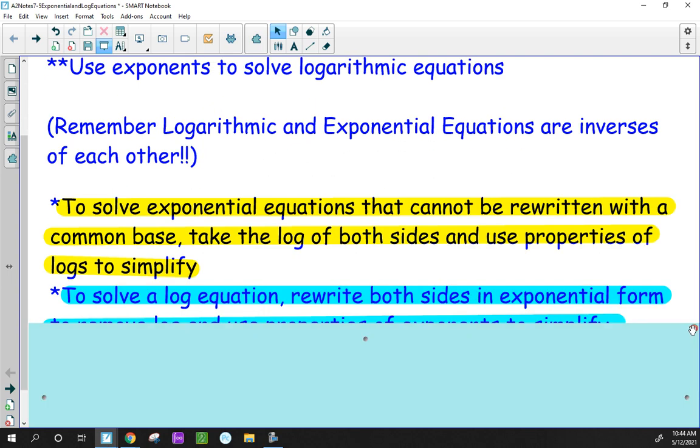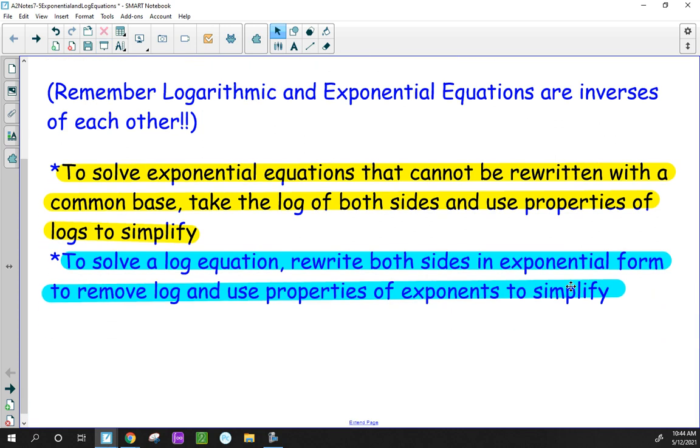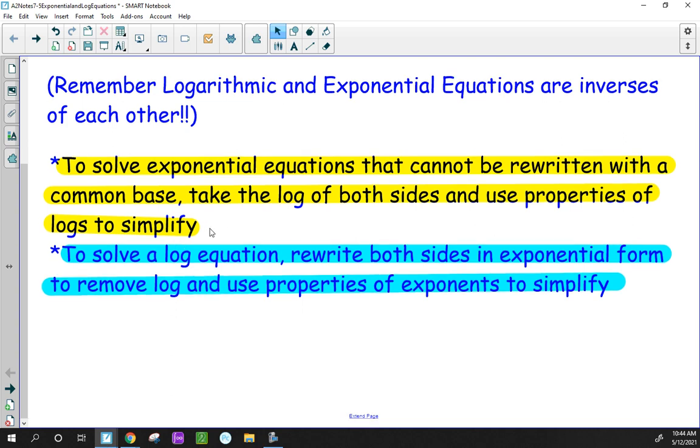So here is the game plan today. To solve an exponential equation, if it's an equation where the variable is in the exponent position, you're going to rewrite it with a common base, if you can, then take the log of both sides, and then use the properties of logs to simplify. To solve a log equation, you're going to rewrite both sides in exponential form to remove the log, and then you're going to use properties of exponents to simplify.